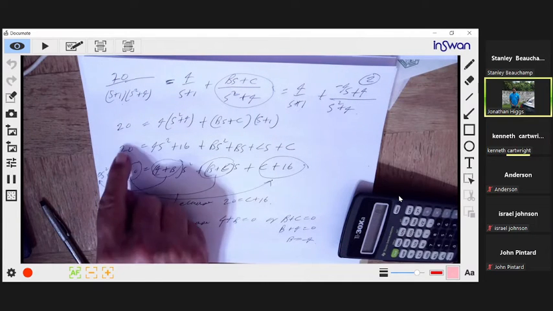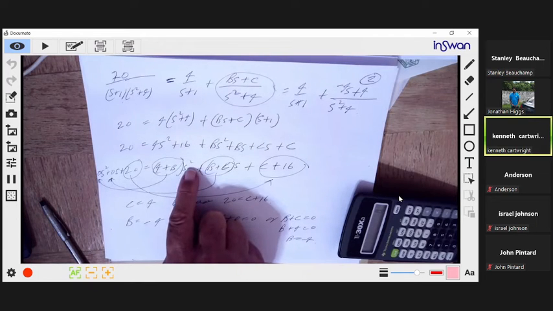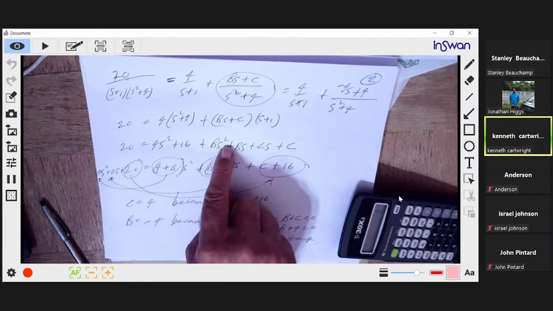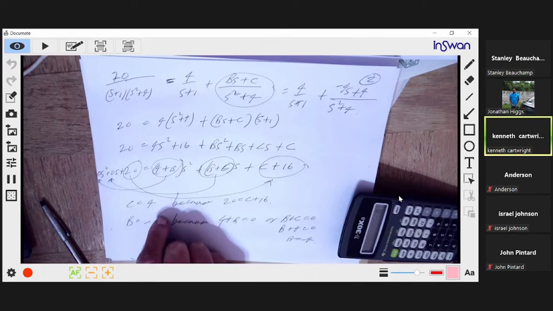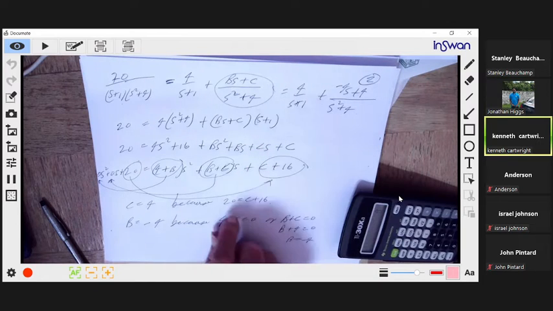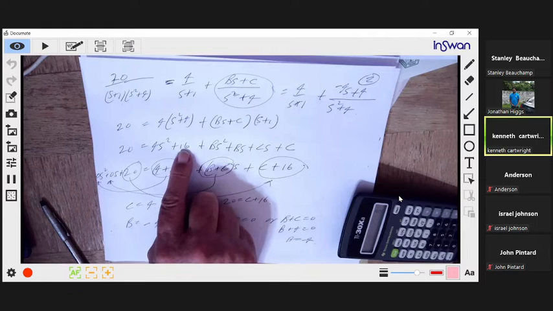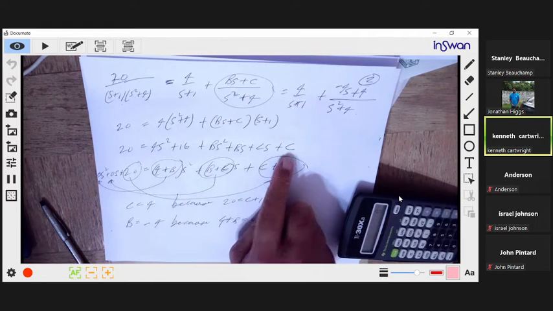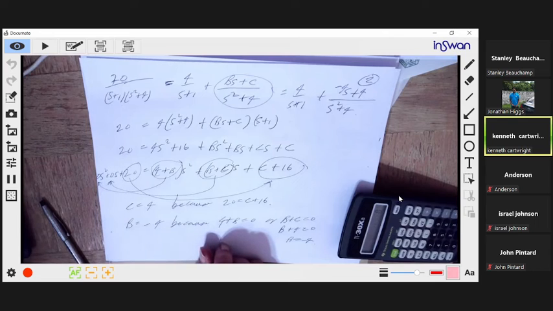And then go from here to here. All we did was group like terms. Group all S squared together. This is S squared, that's S squared, so that becomes 4 plus B. This is BS and that is CS, so that becomes B plus C S. This is no S and that's no S, so it becomes C plus 16. We're just grouping like terms.